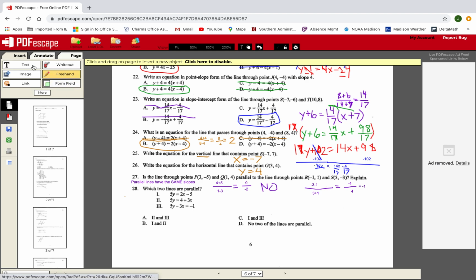And we can type that. Slopes are not the same. Slopes. Goodness, I hope we can spell that. Slopes are not the same.